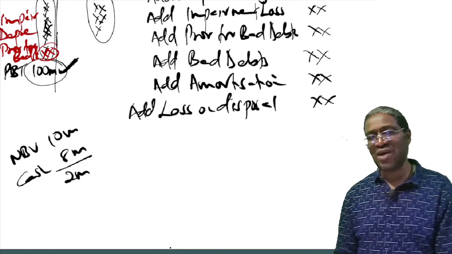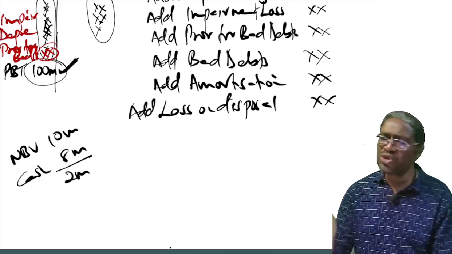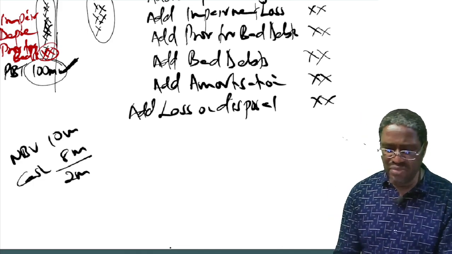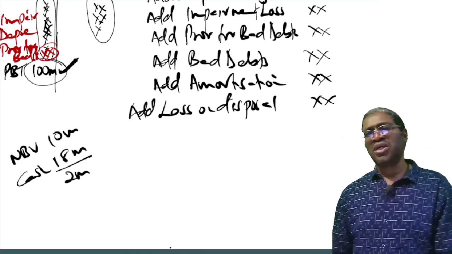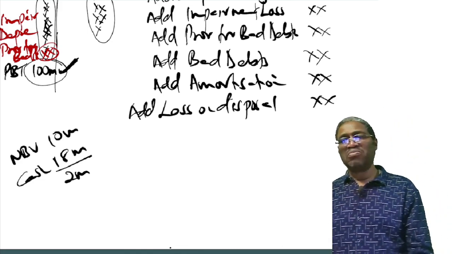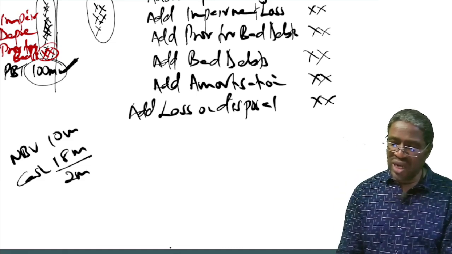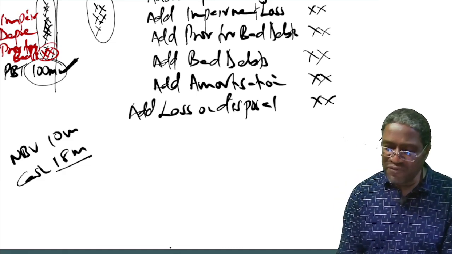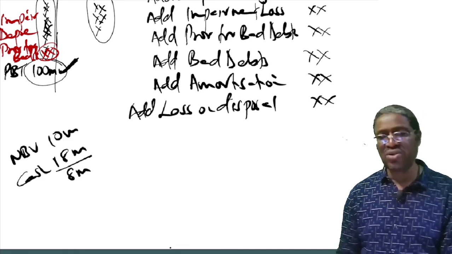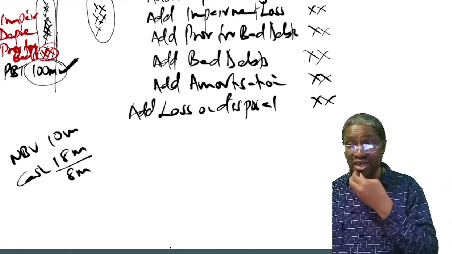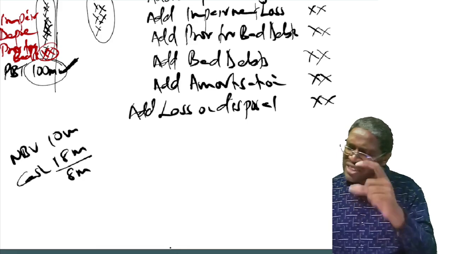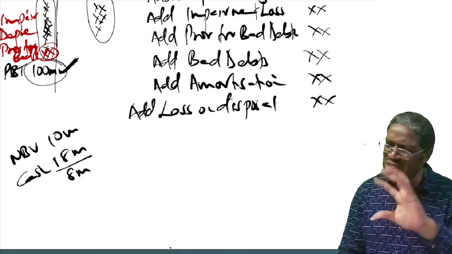Whatever it is. Now, listen, suppose you sold it for 18 million now. There's a book value of 10 million, but you sold it for 18 million. As a business, you made a profit now of 8 million. You made a profit of 8 million. That 8 million, listen, it's not something you received.